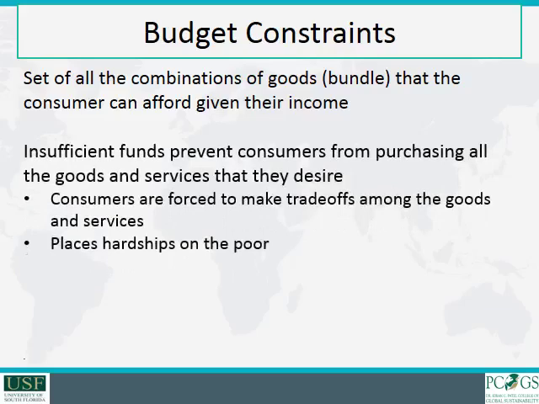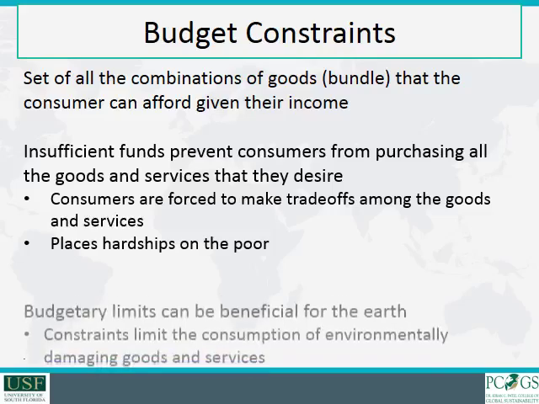Insufficient funds or lack of income and savings prevents consumers from purchasing all of the goods and services that they desire. Consumers are then forced to make trade-offs among goods and services. Budget constraints can be especially problematic for those in lower incomes, since compromises may have to be made between things that they really need. This results in hardships on the poor or those on low fixed incomes. The bottom line here is that you cannot spend more than you have.